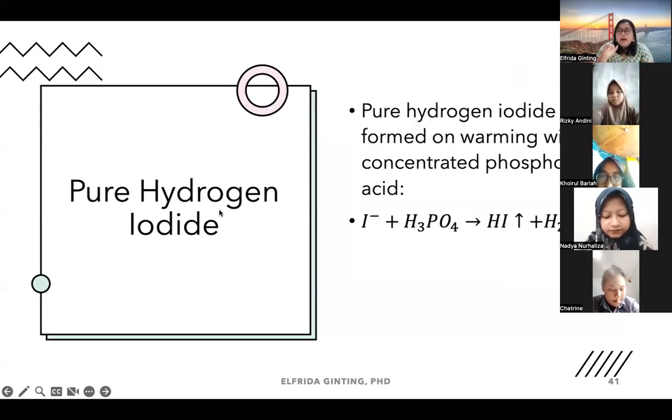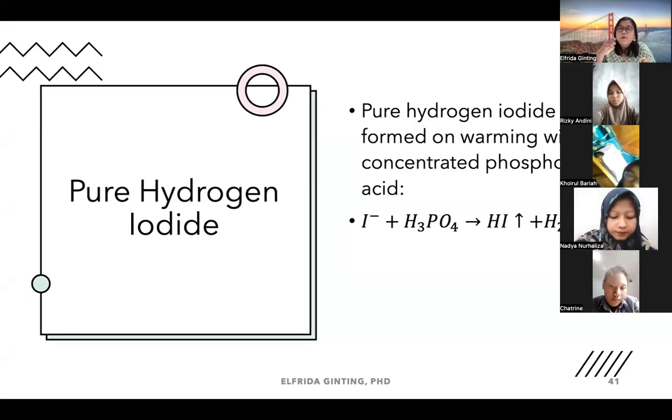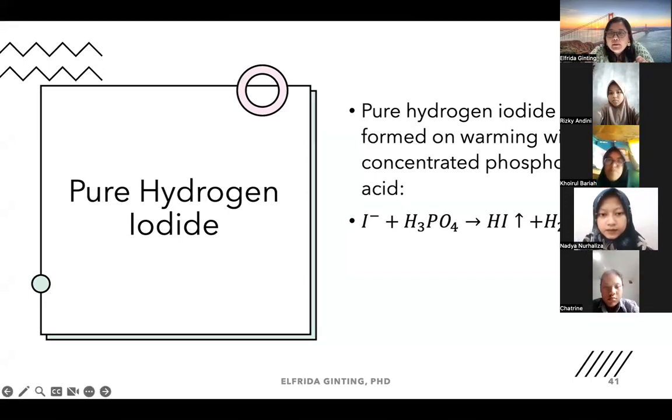So we see hydrogen sulfate, different concentrations. Now next, we can analyze also iodide using phosphoric acid. When we mix phosphoric acid with iodide and then we warm it up, then a pure hydrogen iodide will be evolved.